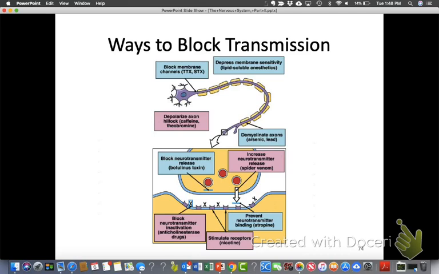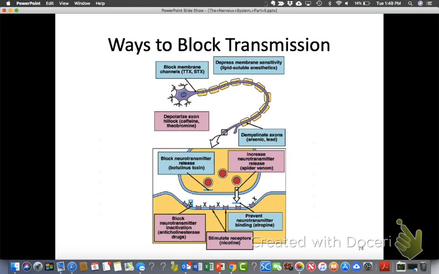Lipid-soluble anesthetics can depress membrane sensitivity. This is going to reduce the conduction of nerve impulses. This is the way alcohol makes people sleepy. Demyelinated axons, arsenic and lead. These are very slow processes, but again, we would see the same thing with demyelinating diseases like multiple sclerosis. Without the myelin sheath, saltatory conduction won't occur, and the impulse just dies out.